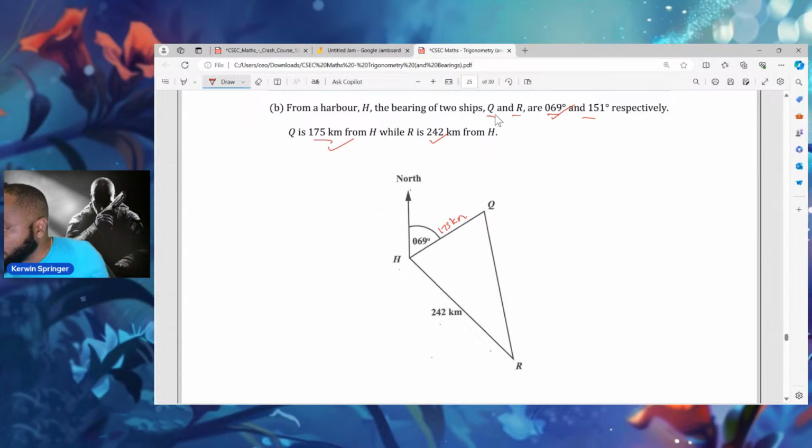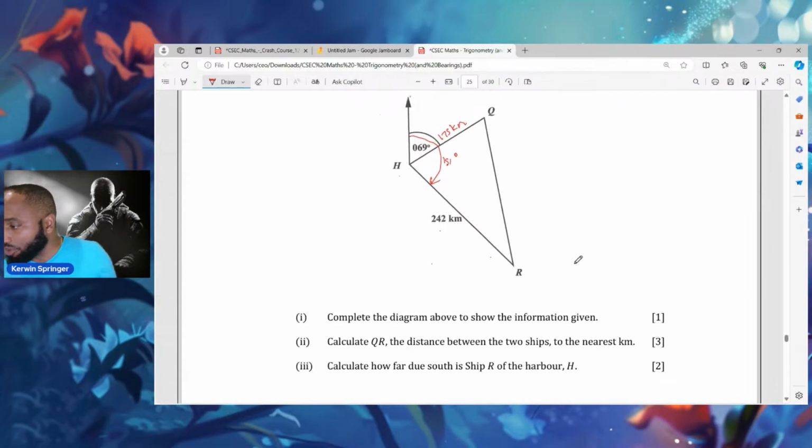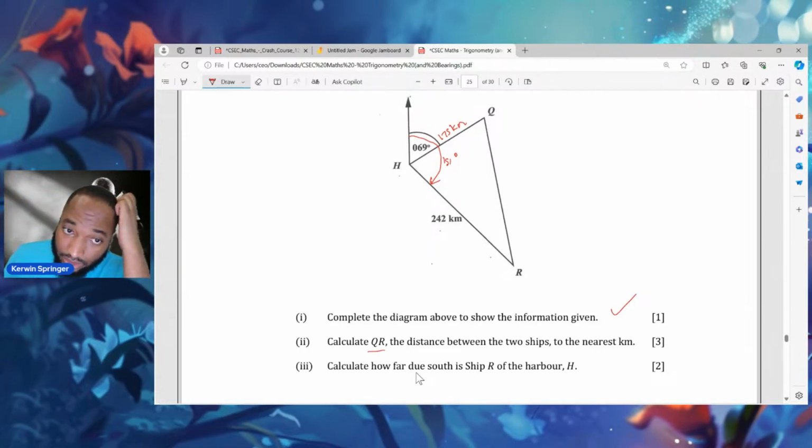The bearings of two ships Q and R are 069 and 151 respectively. So that means this whole angle coming down here is 151 degrees, that whole angle there. Anything else missing? Nothing else is missing, right? So we complete the diagram to show that, and we get 1 mark. Calculate QR. What are we going to use to find QR, class?